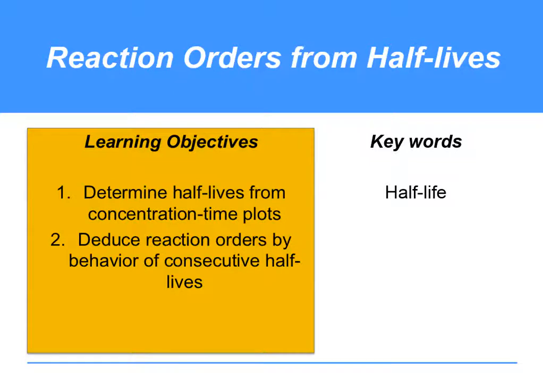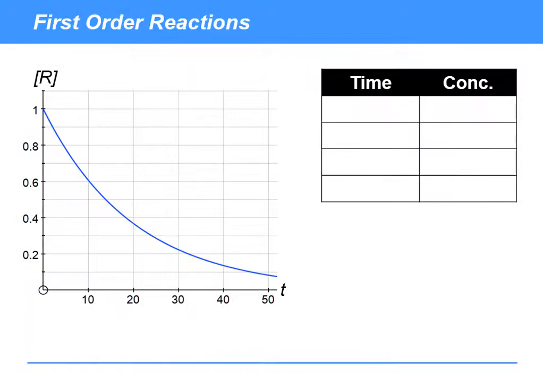Welcome to this video in the rates 2 topic. The aim of this is to look at how you can determine reaction orders, how you can deduce these orders by the behavior of consecutive half-lives in a concentration time plot. So let's start with first order reactions here.